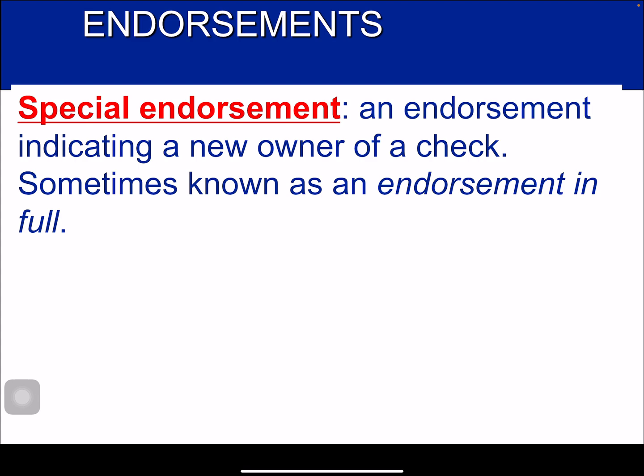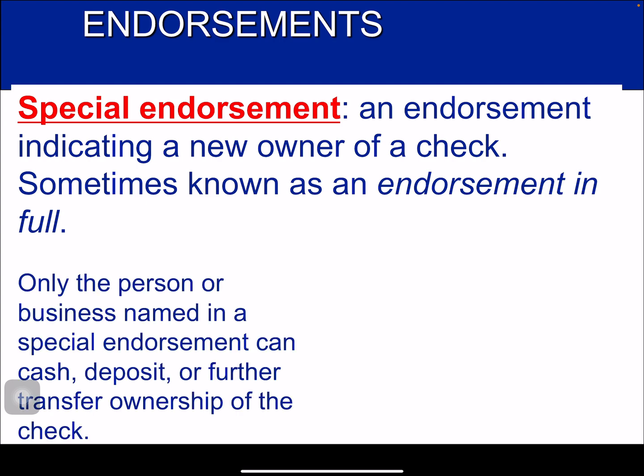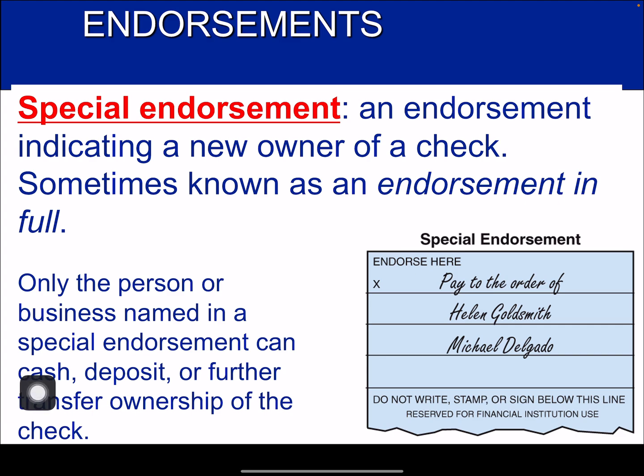A special endorsement is an endorsement indicating a new owner of the check, sometimes known as an endorsement in full. Only the person or business named in the special endorsement can cash, deposit, or further transfer the ownership. For example, here, in a special endorsement, you would write "paid to the order of," and whoever you are transferring that check to, and then you would sign your name.